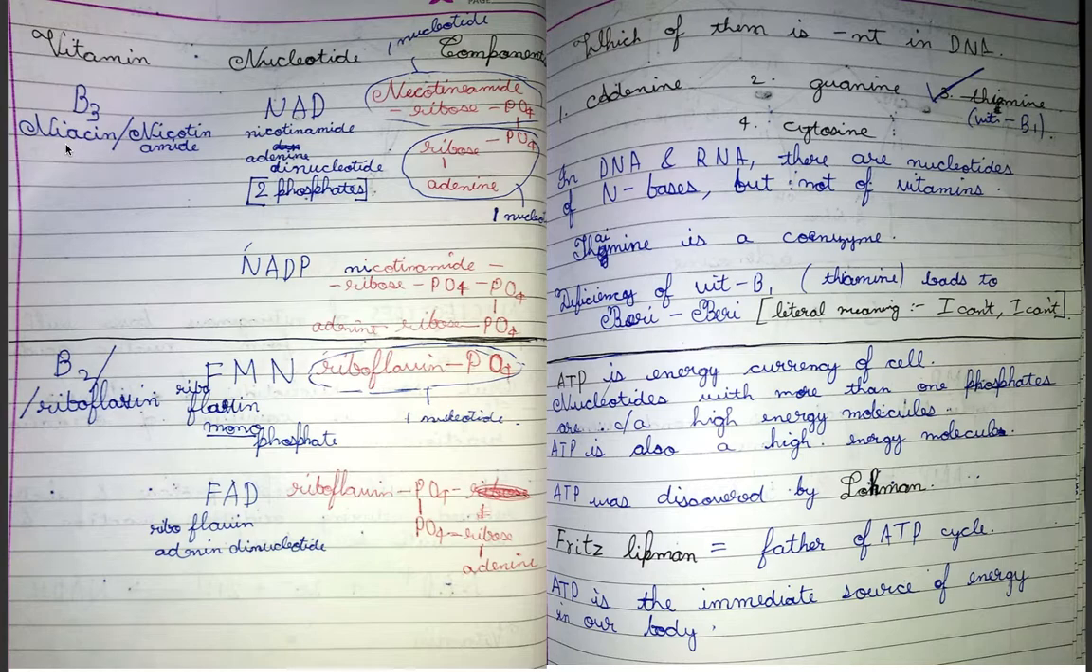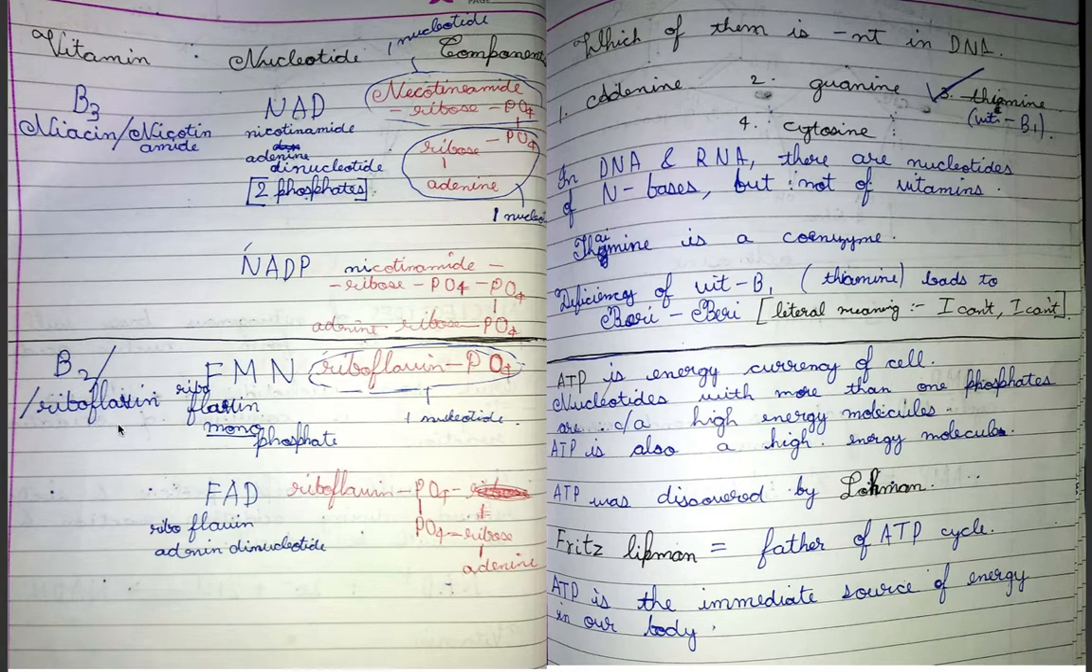Now vitamin B3 and vitamin B2. Vitamin B3 is also known as nicotinamide. Its nucleotide is nicotinamide adenine dinucleotide. Since it is a dinucleotide, two phosphates are present. The components are nicotinamide, then ribose, then PO4, then PO4, then ribose, then adenine, in the same manner as said. Nicotinamide, ribose and PO4 is one nucleotide, and PO4, ribose, adenine is the second nucleotide. Similarly, NADP will have one PO4 extra in between the two PO4s.